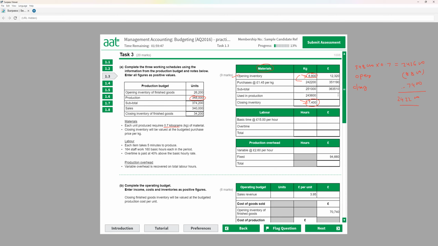Then we need to find how much is used in the production. But before we get this information, we can see how much is the value for the closing inventory. The question said closing inventory will be valued at the budgeted price per kilo. So budgeted price per kilo is 1.45 per kilo. So 7,400 times 1.45 per kilo. That is 10,730.